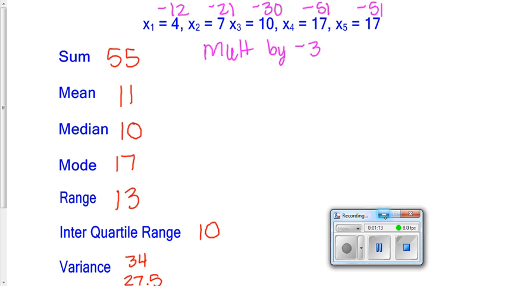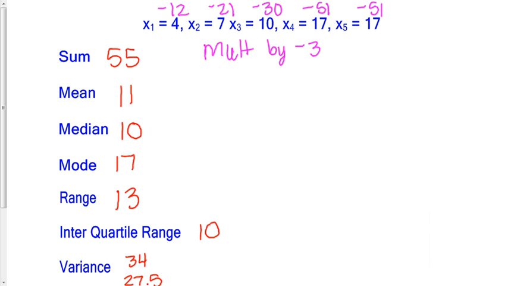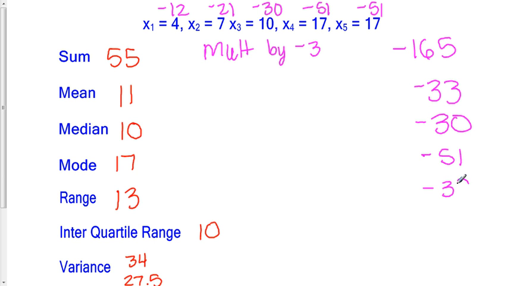So now if we calculate all of these things again, the sum will turn out to be negative 165. The mean will become a negative 33. The median, or middle number, is a negative 30. The mode is a negative 51. The range is going to be a negative 39. Actually, no, it's not a negative 39. The range is still just 39.